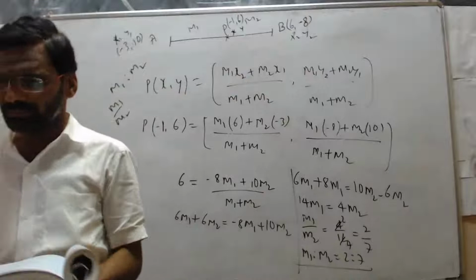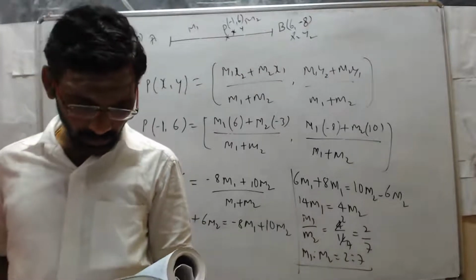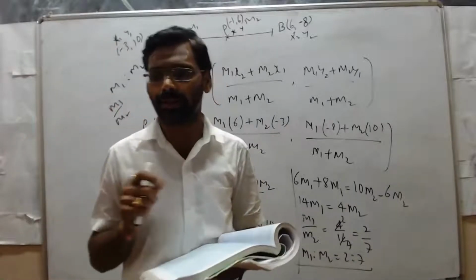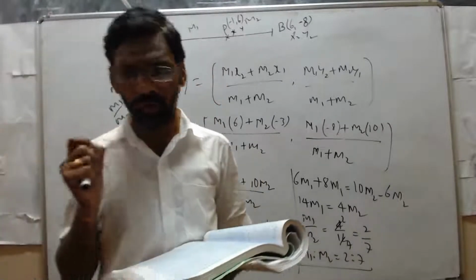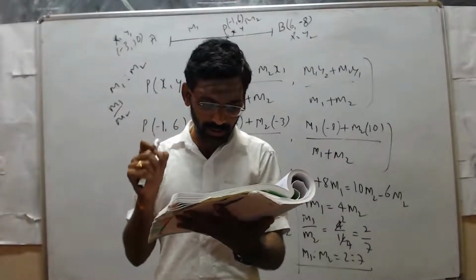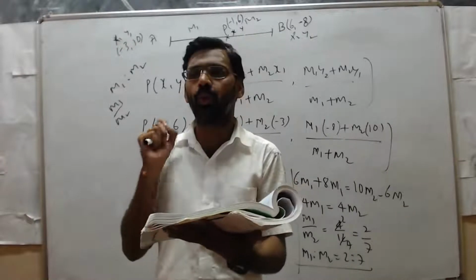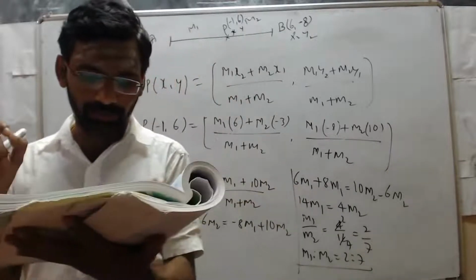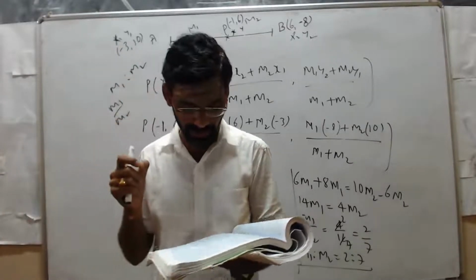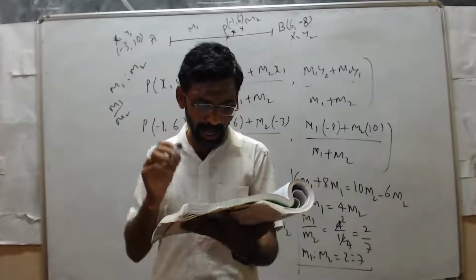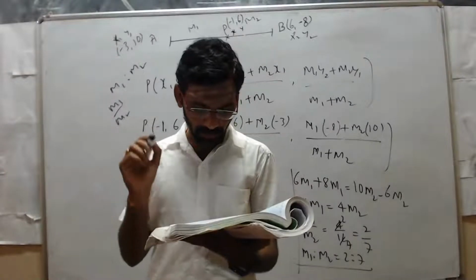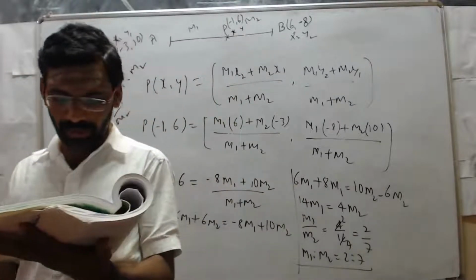Next. Fifth one. Find the ratio. Find the ratio means we have to find the value of m1 and m2. Find the ratio in which the line segment joining A 1 comma minus 5 and B minus 4 comma 5 is divided by the x-axis. Also find the coordinates of the point of division.